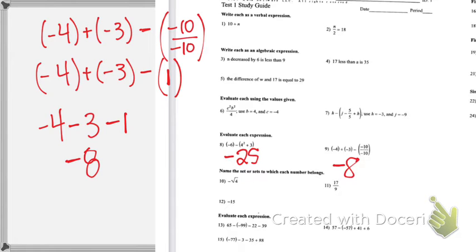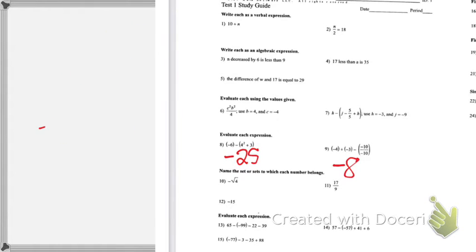Number 10 and 11 and 12, we are classifying numbers. So remember, natural numbers are your counting numbers, so 1 all the way up. Whole numbers are natural numbers plus 0. Integers are whole numbers. They also include the negative numbers as well. A rational number is a number that stops or a number that repeats. Irrational is a crazy decimal. And real numbers are numbers that can be on a number line. Okay?